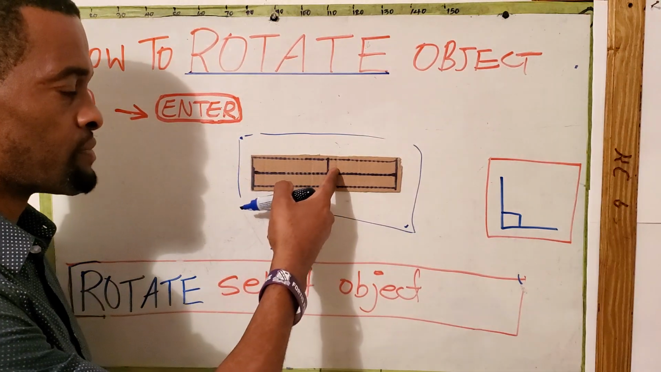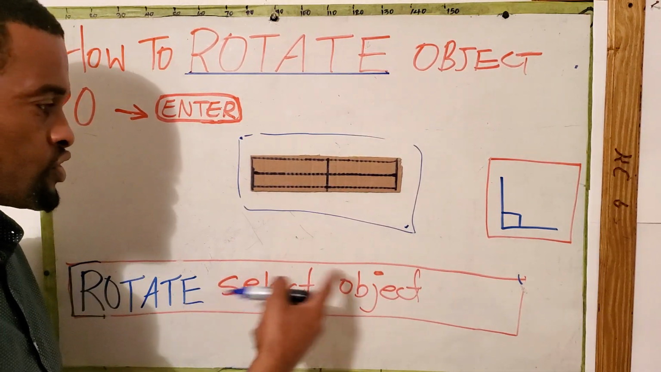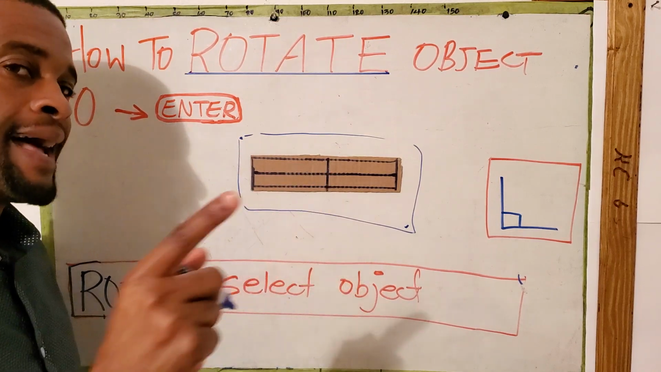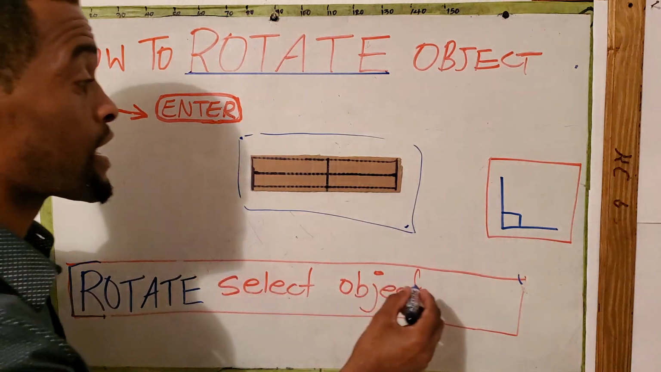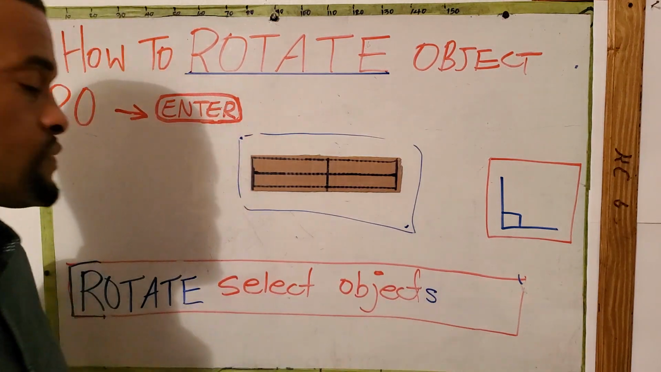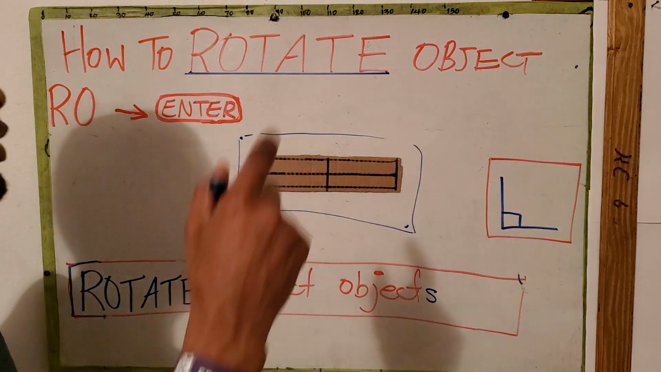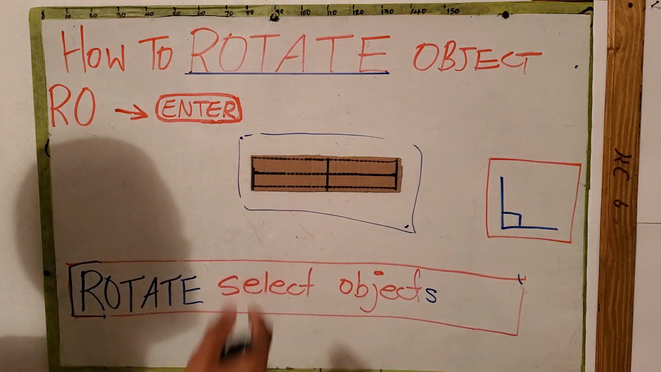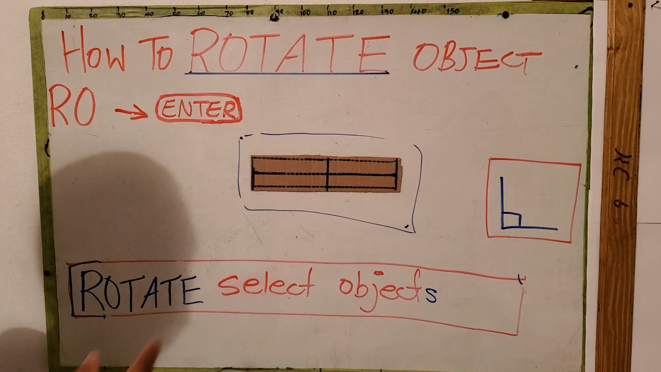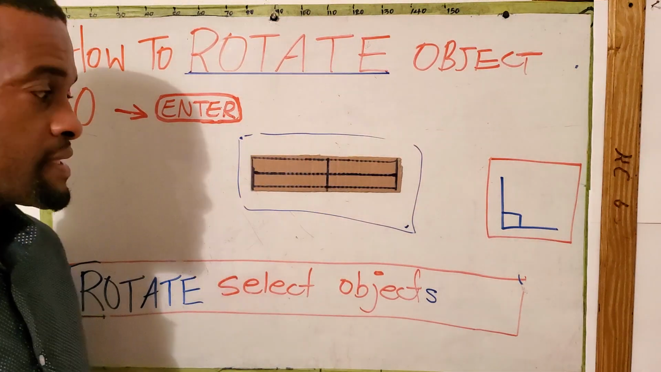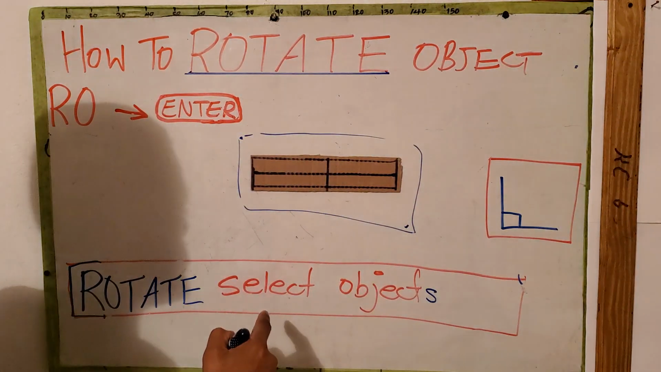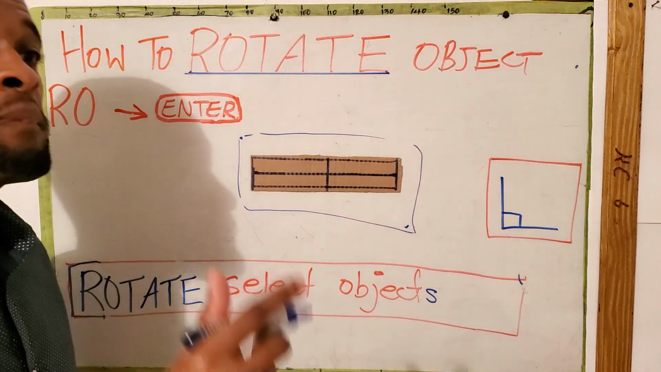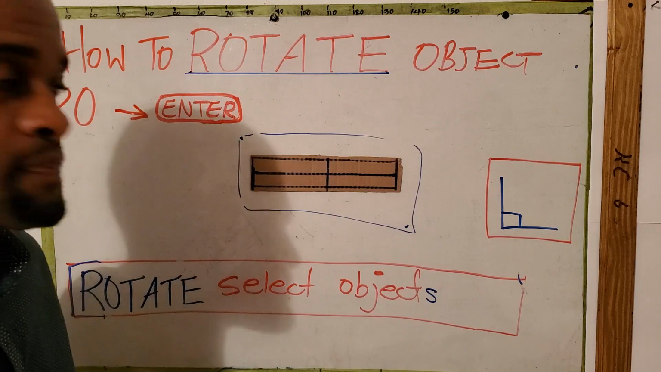Once this object turns blue, it will still ask you to select objects. You would then press the enter key or the space bar. Once you have done that, the command bar will change. The command bar at this time will ask you to specify the base point.